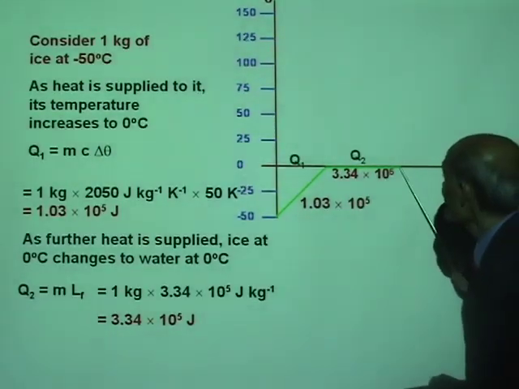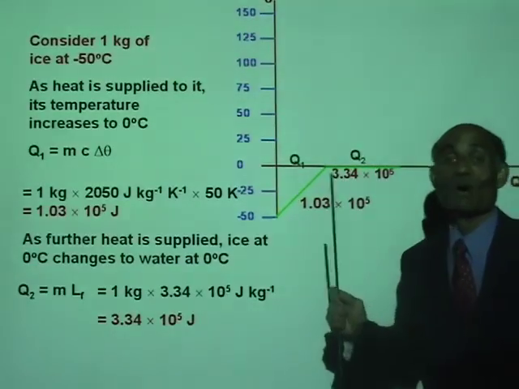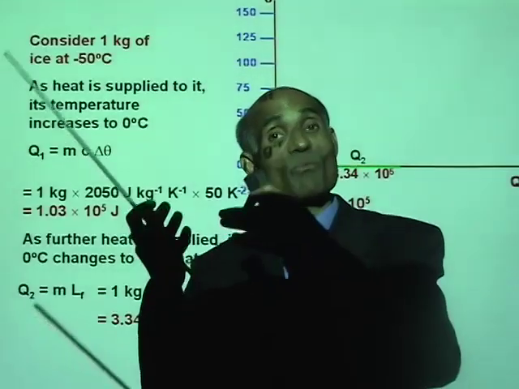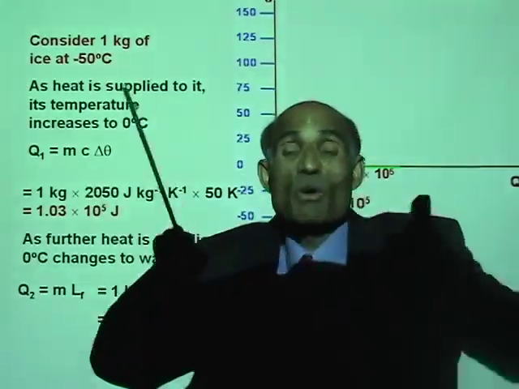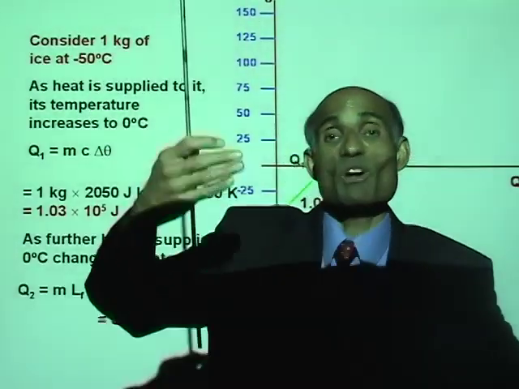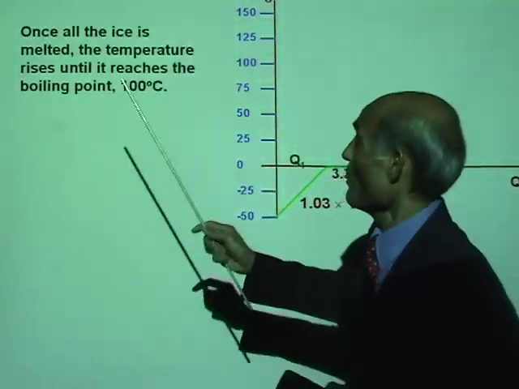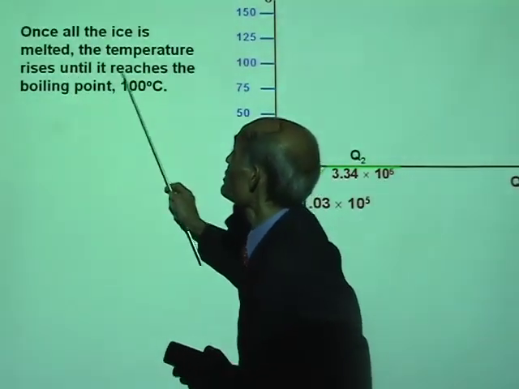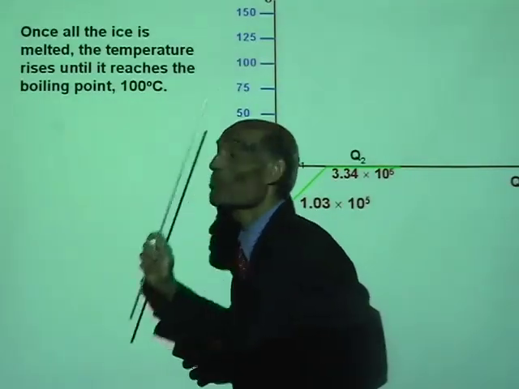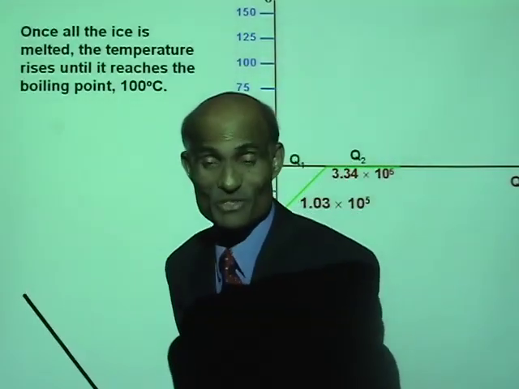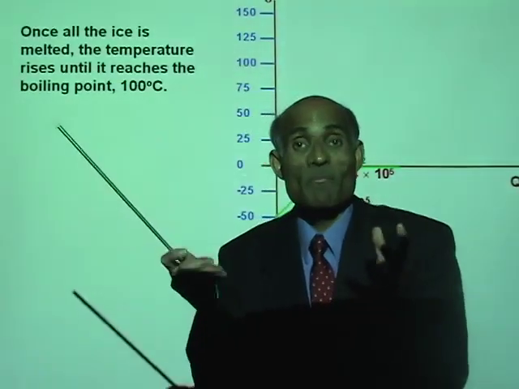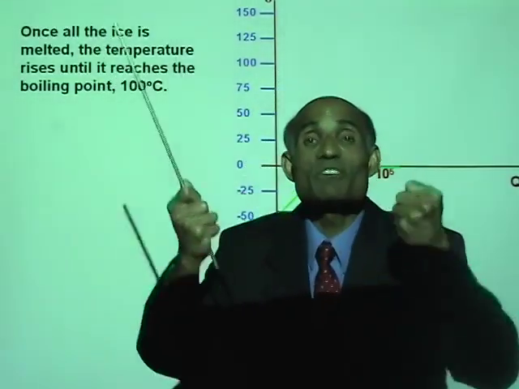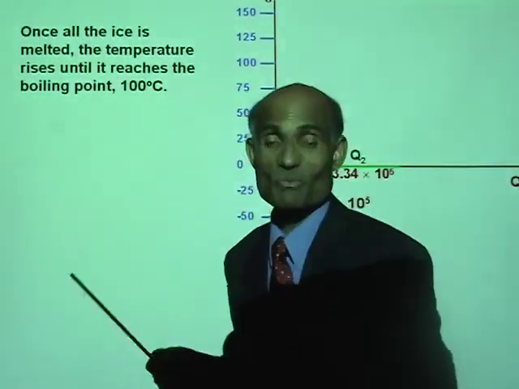Now tell me, I'm going to supply now more heat. What's going to happen? Now if you supply more heat, all the ice has now become water. Now water molecules are going to move faster. The temperature of water is going to increase. So, once all the ice is melted, the temperature rises until it reaches the boiling point of 100 degrees Celsius. So once all the ice is melted, the additional heat you supply is now used to increase the kinetic energy of the molecules. The temperature will increase.